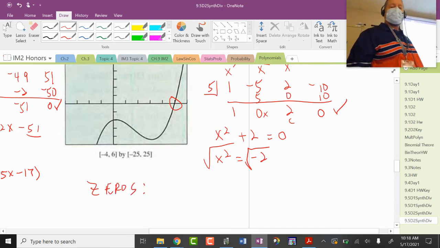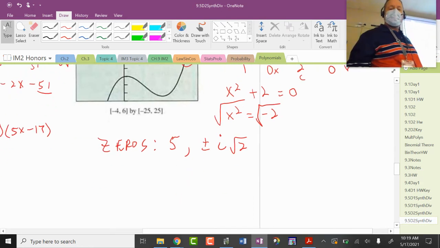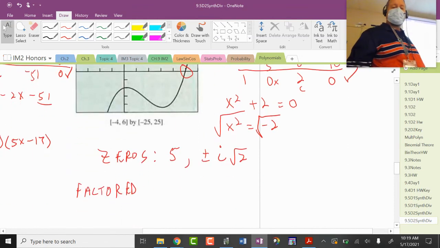So zeros. We had 5. Here's the pen, so the computer's going to start doing crazy stuff. There we go. And then plus or minus i root 2. Now, this is the first time you're going to write this. Remember, we had to write this in factored form, and I'll call it f of x again. I don't know if it has a name up there. Does it? Oh, it does say f of x.